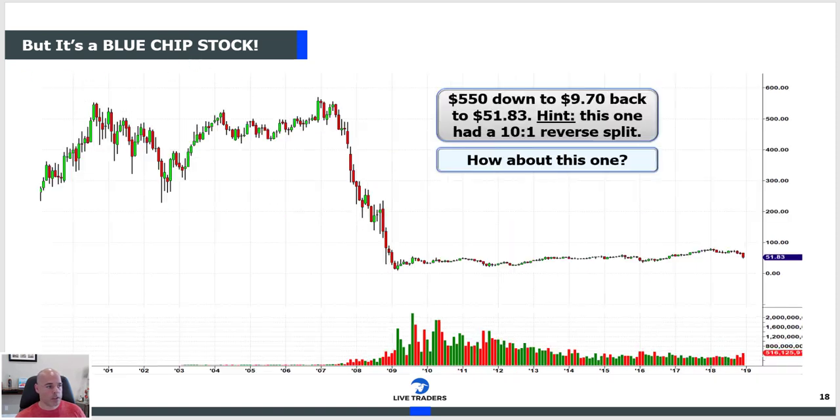All right, let's move on because I don't want to spend too much time on this. I have a lot of slides to get through. All right, $550 down to 970, back to 51. And that 51, by the way, was a reverse split. This stock really, if you look at the shares, the float is really about a $5 or $10 stock. Okay, know what that one is? All right.